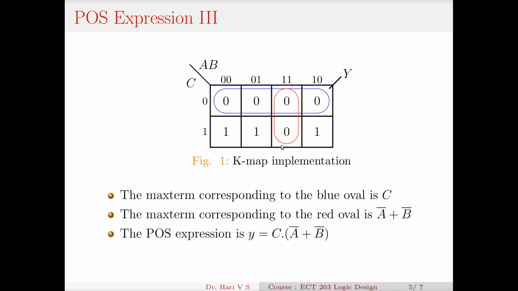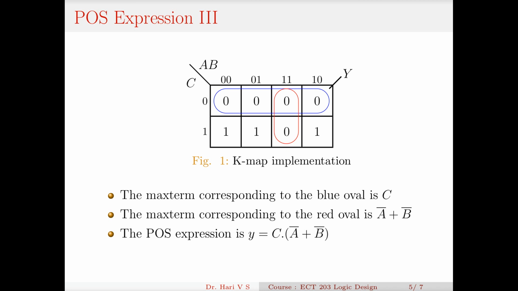The blue oval is happening in one row and four columns, so everything is varying in the four columns, and it depends only on the C variable. It is C. As for the red oval, it is happening in two rows and one column. In the column nothing is varying, but in the row the C is varying, so it is not a function of C, it is a function of A and B alone. Here it is 1, 1, so it is A complement or B complement. So the product of sum expression is y equal to C and (A complement or B complement). This is how the product of sum expressions happen.